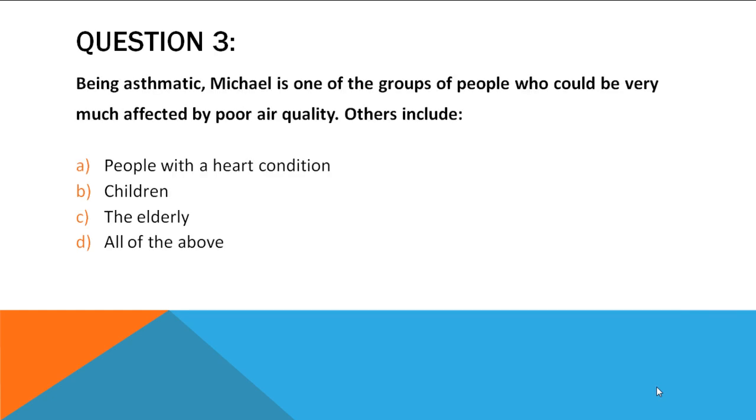Question 3. Being asthmatic, Michael is one of the groups of people who could be very much affected by poor air quality. Other groups include A, people with a heart condition, B, children, C, the elderly, or D, all of the above. What do you think? The answer is D, all of the above.